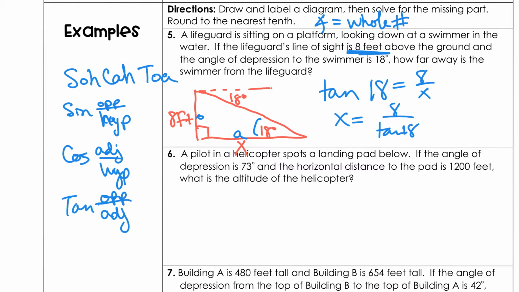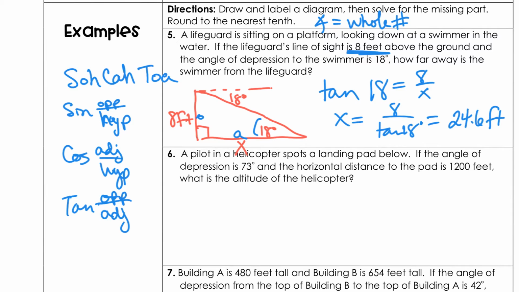Tangent of 18. Plugging that into our calculator, we get approximately 24.6 feet. 8 divided by the tangent of 18 degrees gives us 24.6 feet. Number 6, let's look at the next one.